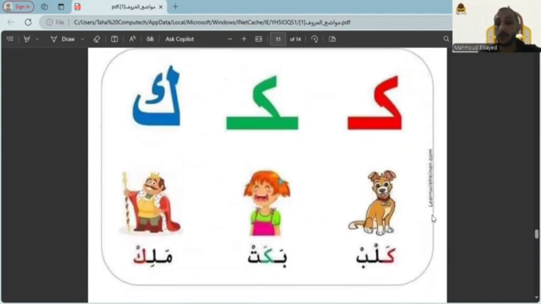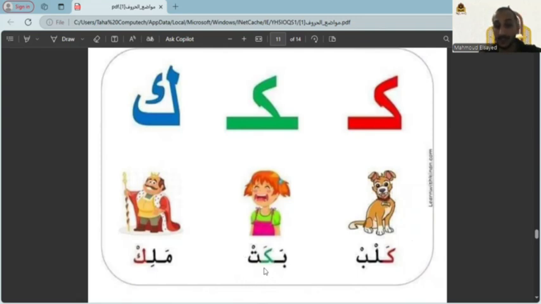Okay, so here we have the letter Kaf. This letter can come in all positions: the beginning, the middle, and the end or the final position. It depends. As you can see here, it's at the beginning of the word kalb, which is a dog, and then bakat, which means she cried. She cried in the past.